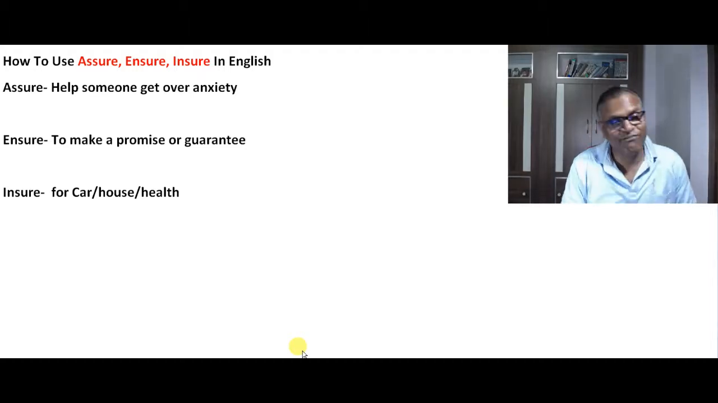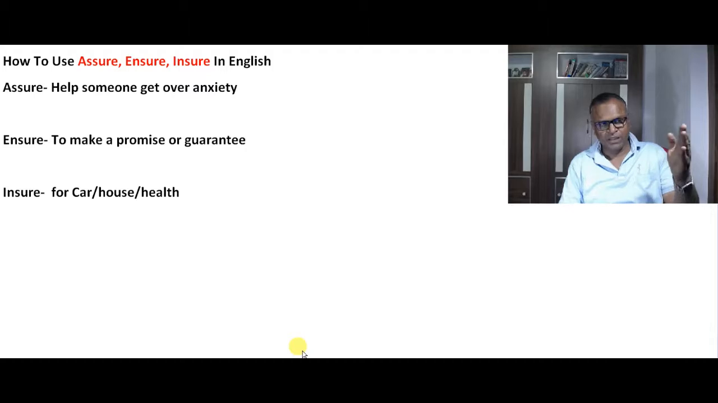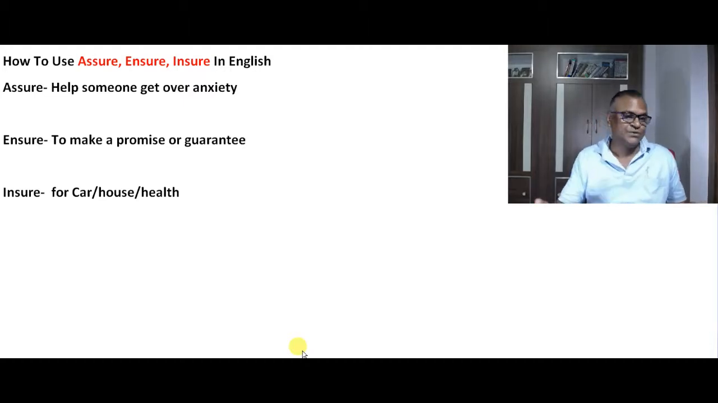Hello, my dear students and friends, welcome back. We are going to discuss three of the verbs here: assure, ensure, insure in English. So, these are the three words. All these three words are verbs: assure, ensure, and insure. How do we use them? I will try to make it clear to you, so you will be comfortable using the appropriate word when it needs to be used.